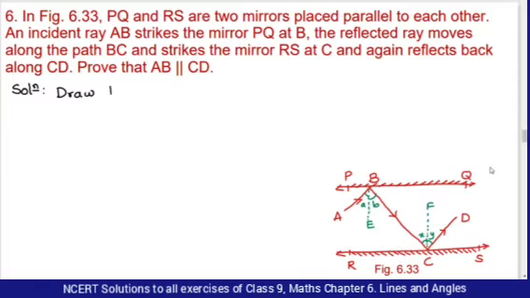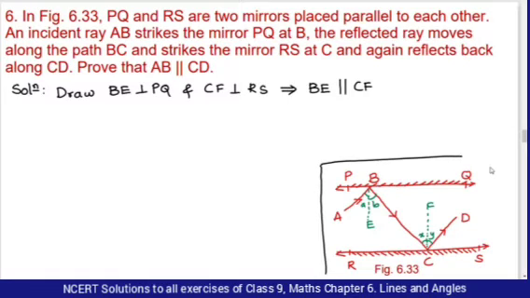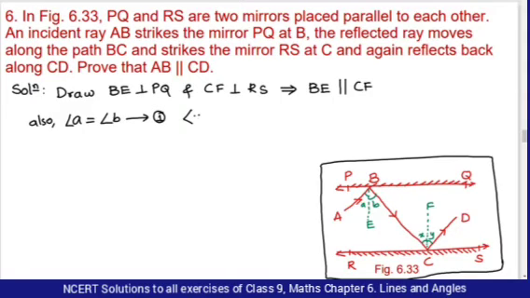Draw BE perpendicular to PQ and CF perpendicular to RS. This implies BE is parallel to CF. So in this figure, I have already marked these with green lines. Also, angle A is equal to angle B. Take this as equation number 1, since angle of incidence is equal to angle of reflection.